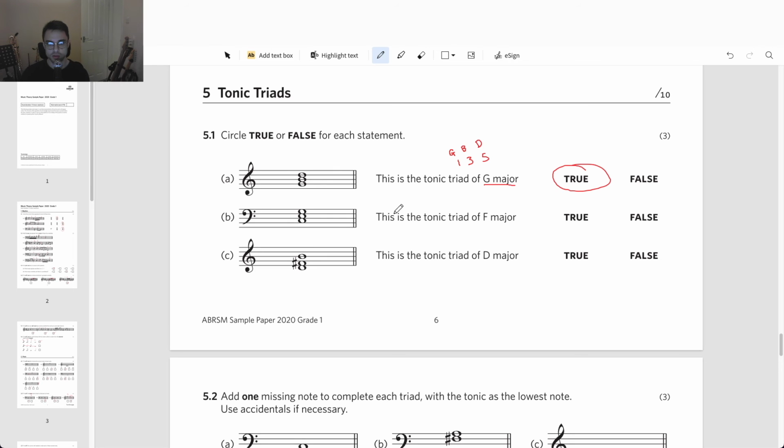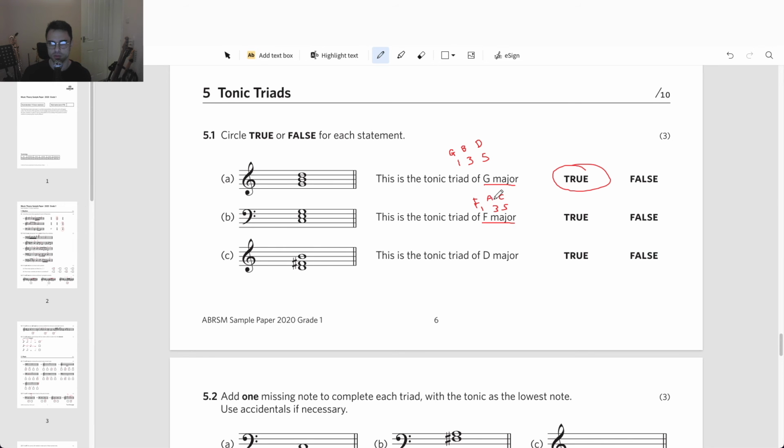Question B. This is the tonic triad of F major. So again, 1, 3, and 5 in F major. Well, what's the first note in the scale of F major? It's F. What's the third? F, G, A. And what's the fifth? F, G, A, B flat, C. So F, A, C are the notes that we need to stack on top of each other to get the tonic triad. Well, not necessarily in that order.